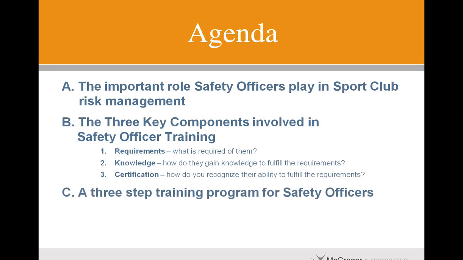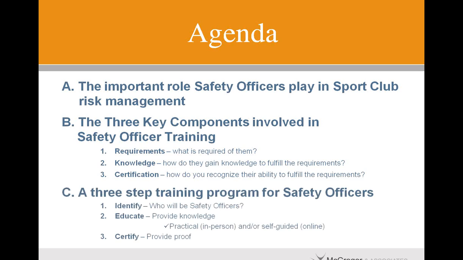The third step is developing a 3-step training program for safety officers. What does that look like? First of all, determining who are going to be the safety officers. Then a key element is the provision of knowledge. How are you going to provide the training to these safety officers through practical in-person training modules or self-guided online modules? And lastly, the training program will involve a certification aspect, providing proof of qualifications.